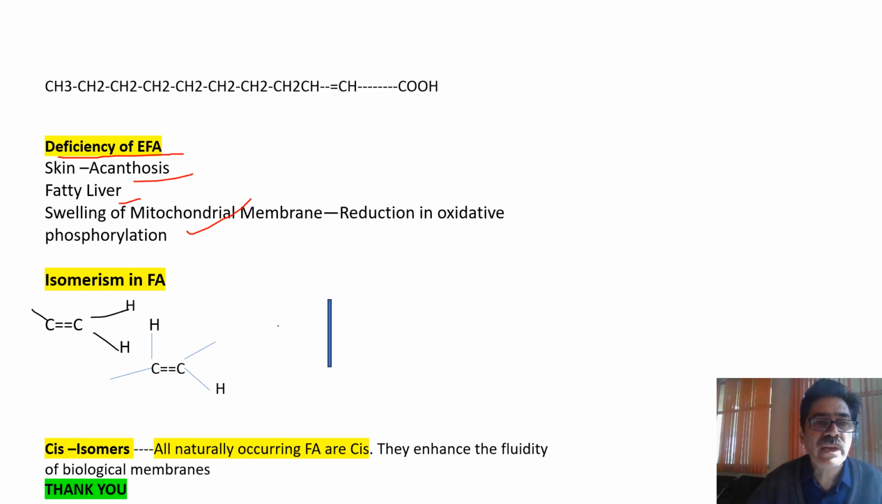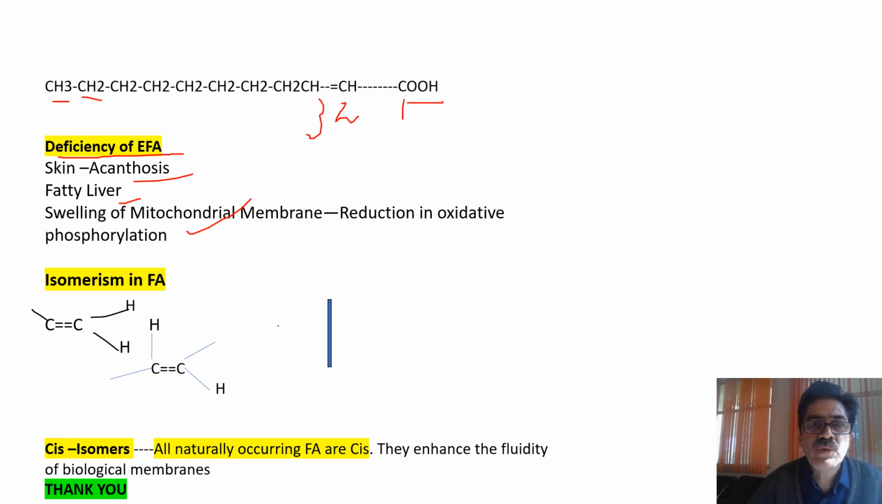Now, how to number these fatty acids? Here we have CH3, CH2, CH2, CH2, CH2, and finally somewhere a double bond, and the carboxylic end bearing the carboxylic carbon. The carboxylic carbon is numbered 1, the next carbon is 2, then 3, 4, and so on.